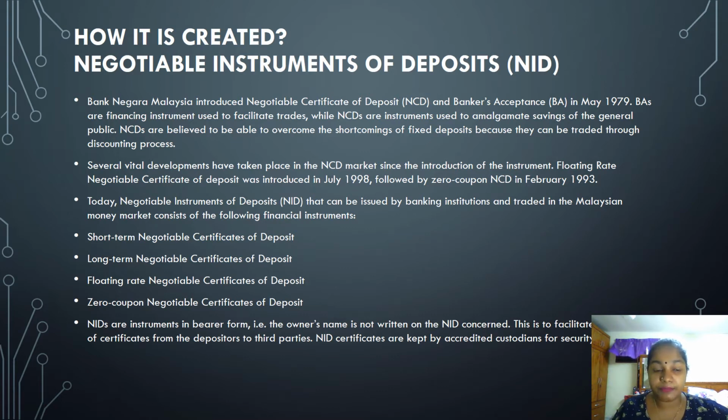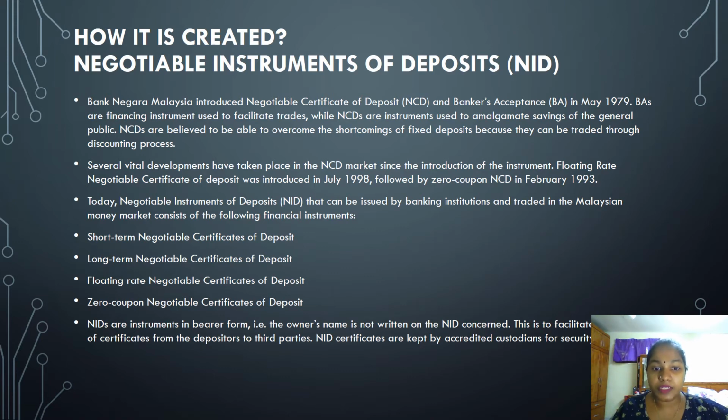of the general public. Negotiable certificates of deposit are believed to be able to overcome the shortcomings of fixed deposits because they can be traded through the discounting process. Several vital developments have taken place in the negotiable certificate of deposit market since the introduction of the instrument. Floating rate negotiable certificate of deposit was introduced in July 1998, followed by zero coupon NCD in February 1993.